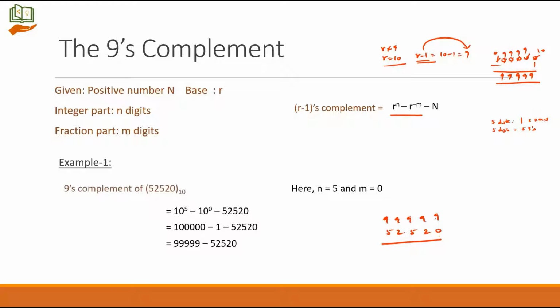So let's subtract it. 9 minus 0 is 9. 9 minus 2 is 7. 9 minus 5 is 4. 9 minus 2 is 7. 9 minus 5 is 4. 4 7 4 7 9 will be the answer for the given number's 9's complement.